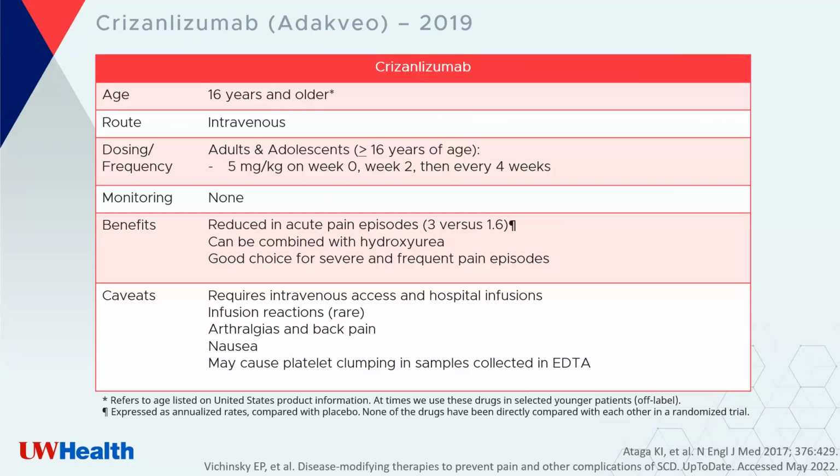So I mentioned the IV access that has to be deemed appropriate for hospital infusions. Some other things to consider: arthralgias, back pain, nausea, and it also may cause platelet clumping in samples that have been collected in EDTA. Generally, patients are dosed on a 5 mg per kg regimen, and this is one dose on week 0, one dose on week 2, and then from then on every 4 weeks, 5 mg per kg.